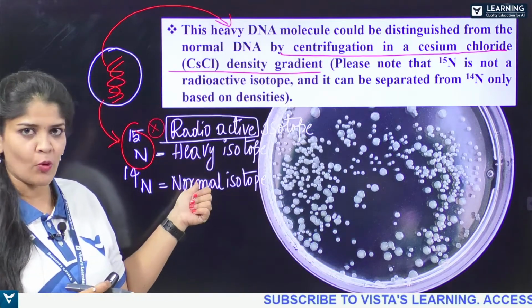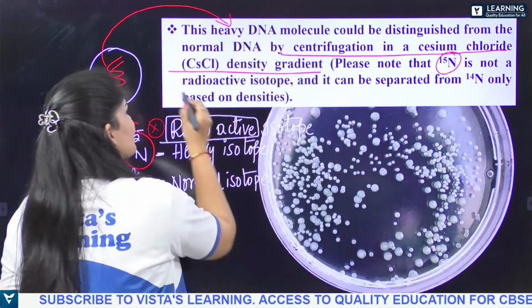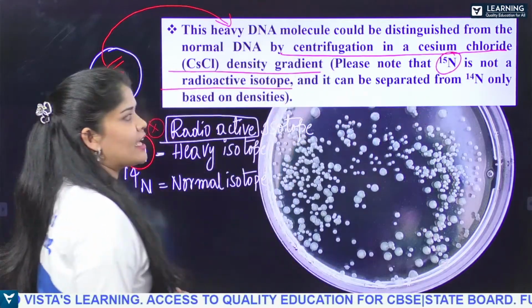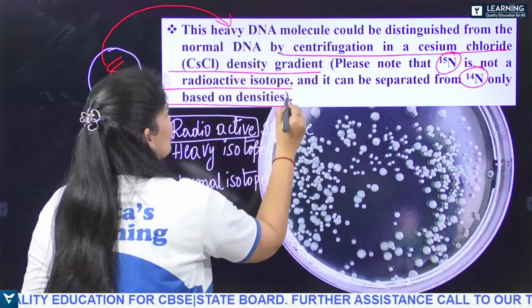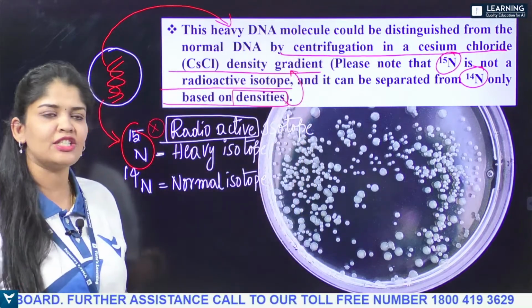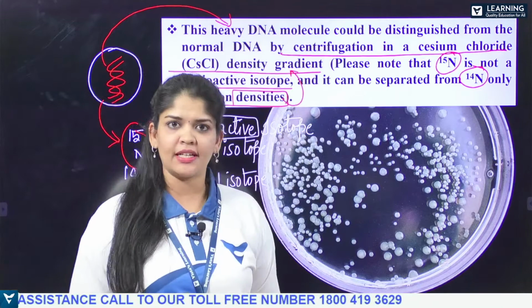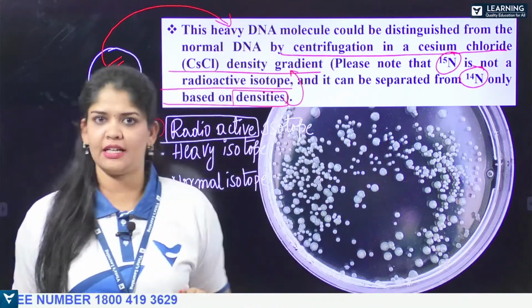This point is very, very important. Please note that N15 is not a radioactive isotope and it can be separated from N14 only based on density. That is what we are using, the density gradient cesium chloride centrifugation technique, to separate the N15 DNA molecule from the N14 DNA molecule.